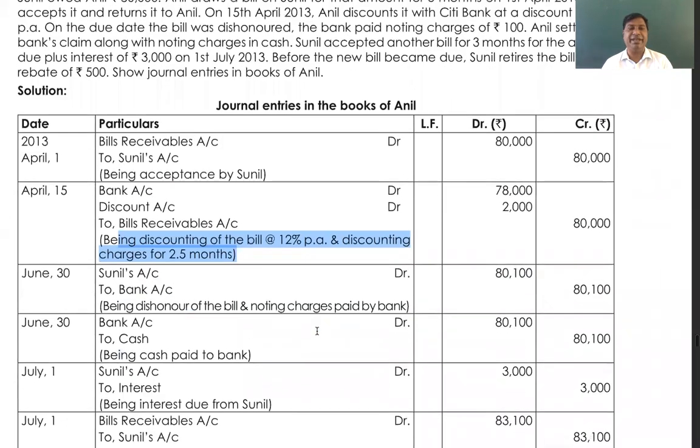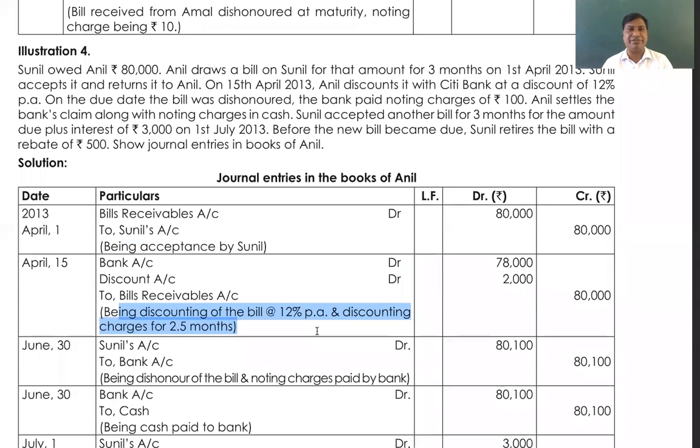Then next one. But the bill was dishonored. When? On the due date. When is the due date? From April 1st onwards, count 3 months. It is June 30th. On the due date, the bill was dishonored. The bank paid noting charges of 100.